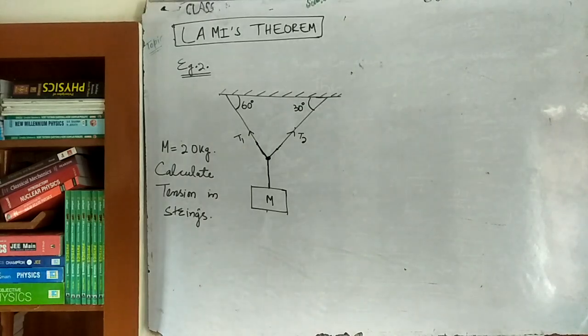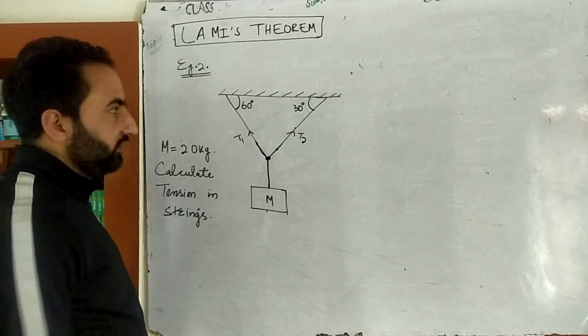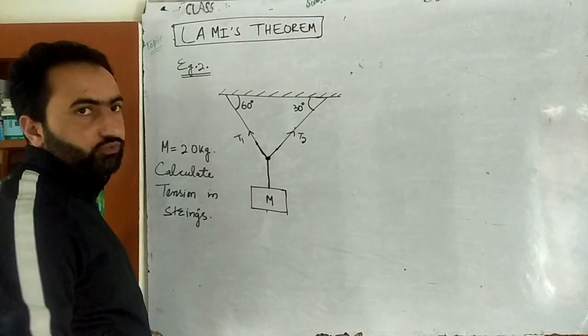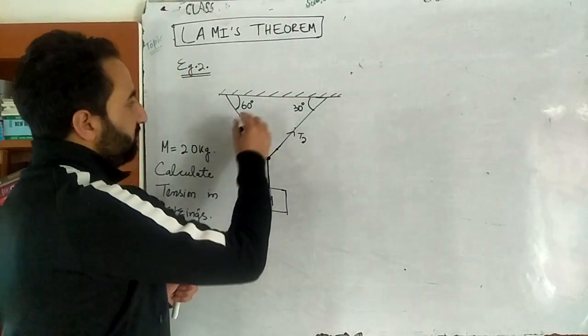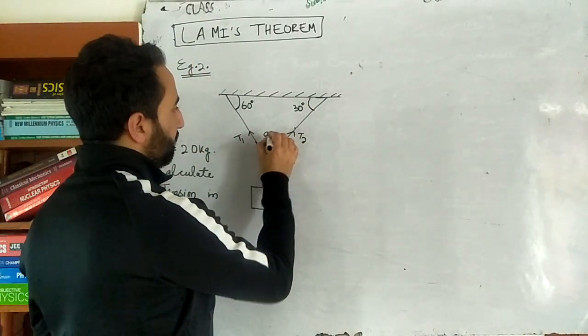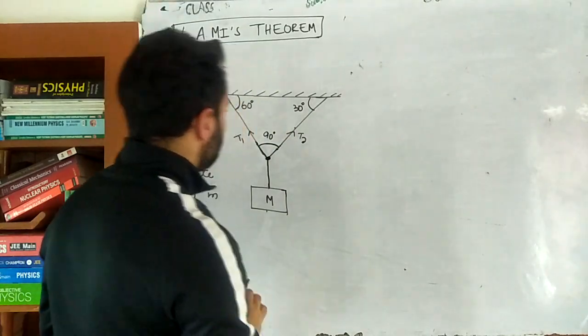Example number 2 is like this. Again a similar question. This angle is given as 60, this is given as 30, and then you will have to calculate the value of T1 and T2. Okay? So if this is 60 and this is 30, obviously how much is this angle? How much will this angle be, beta? 90. Isn't it? It will obviously be equal to 90 degrees.